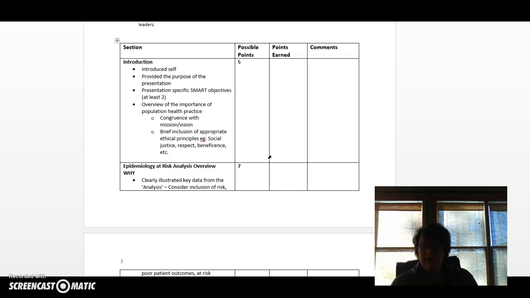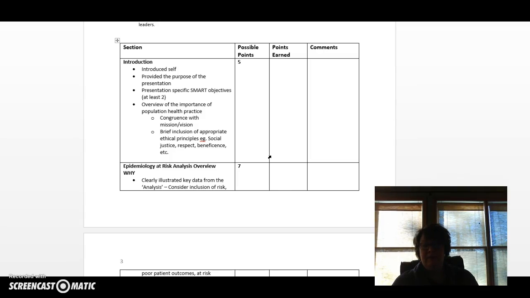So we're going to start out with the introduction. Always do your SMART objectives and make sure that they're measurable and achievable. And those are the two components that sometimes aren't present in the objectives. So really focus on making sure that they're measurable.